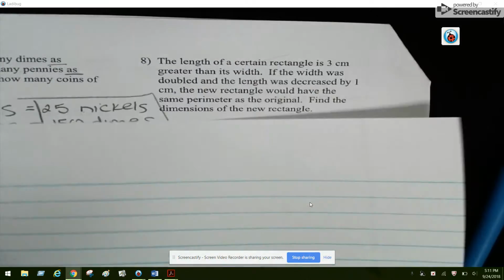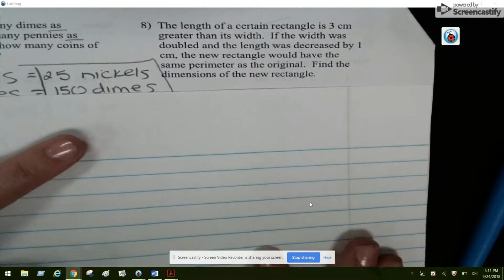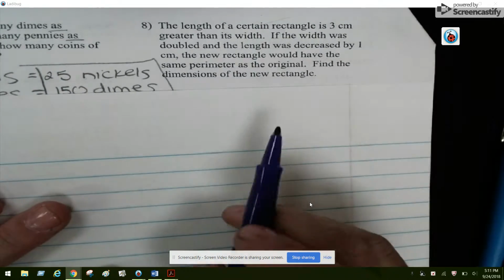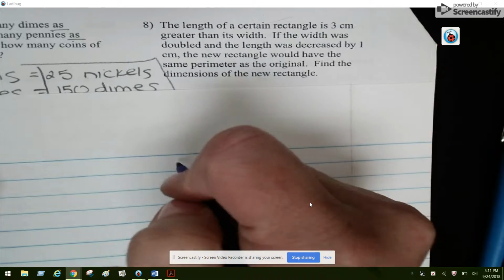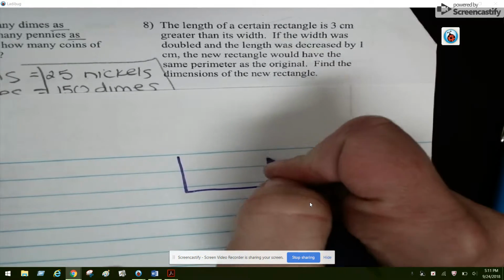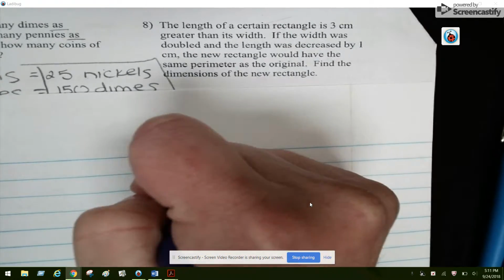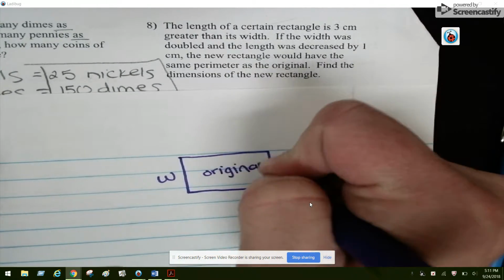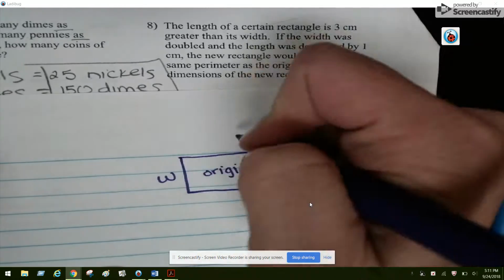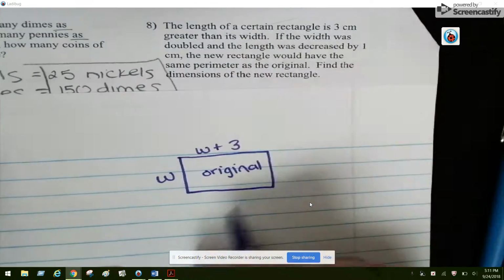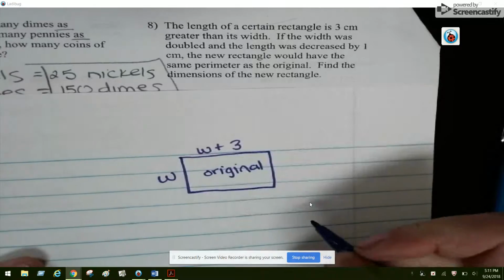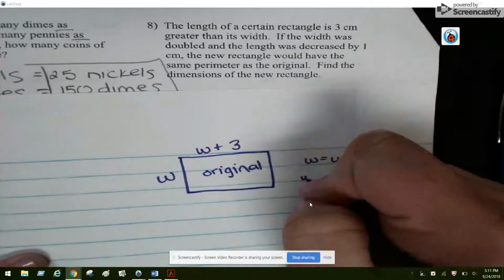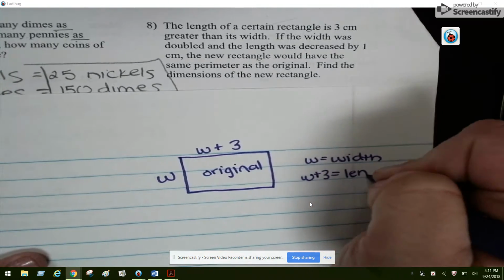Okay, so I'm going to write this on a separate piece just so I have a little bit of room here. The first thing it looks like I'm given is everything compared to width. As soon as I see a problem like this, I like to just draw a picture out. So I know I have my width here, and this is my original. The length is 3 centimeters greater than its width, so W plus 3. That would be enough to show that you're defining your variables, or you could just say W equals width and W plus 3 equals length.